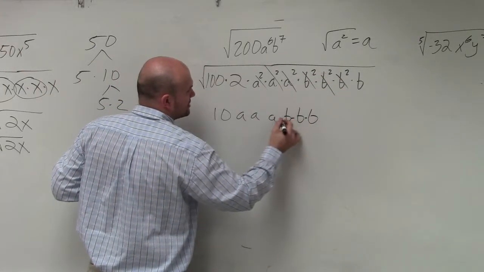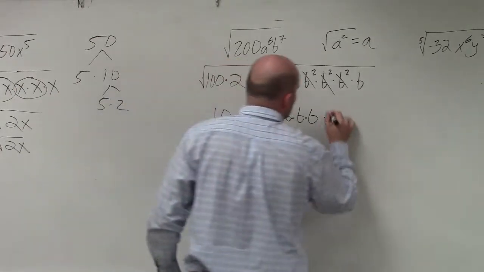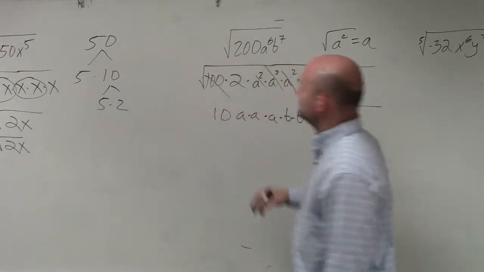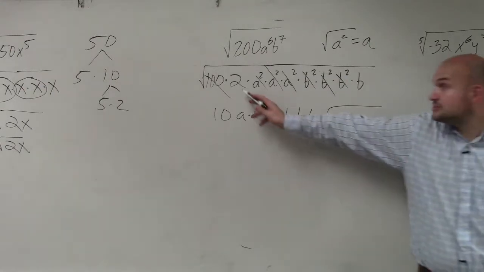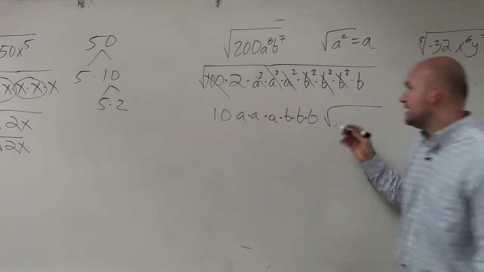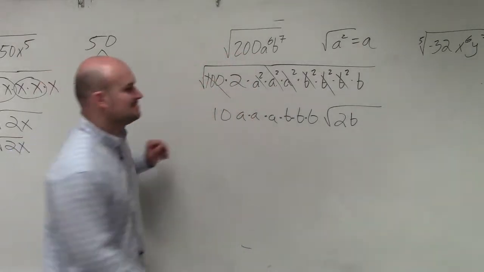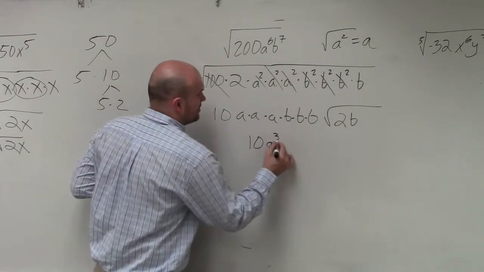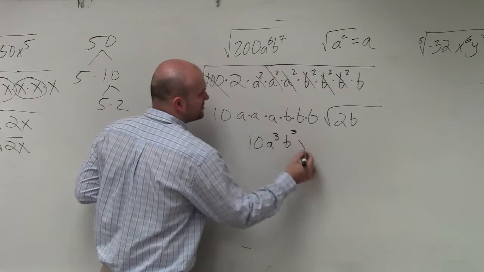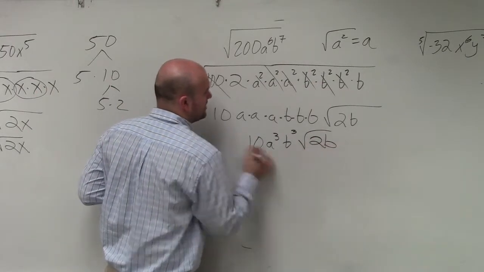These are all multiplied by each other. Now, what is still left in my square root? I still have the 2, and I still have the b, so they remain under the radical. Now, a times a times a is a cubed. B times b times b is b cubed times the square root of 2b.